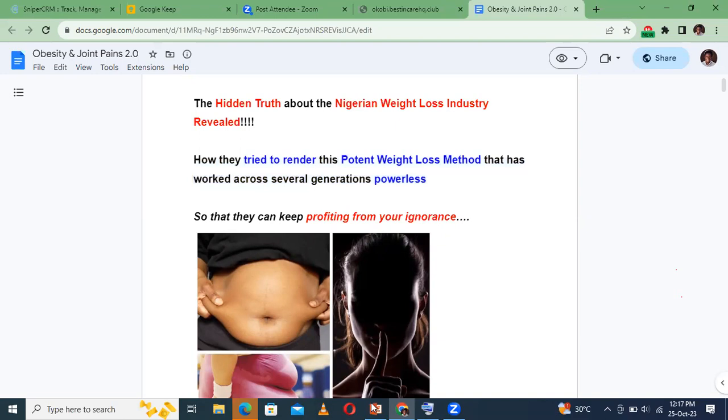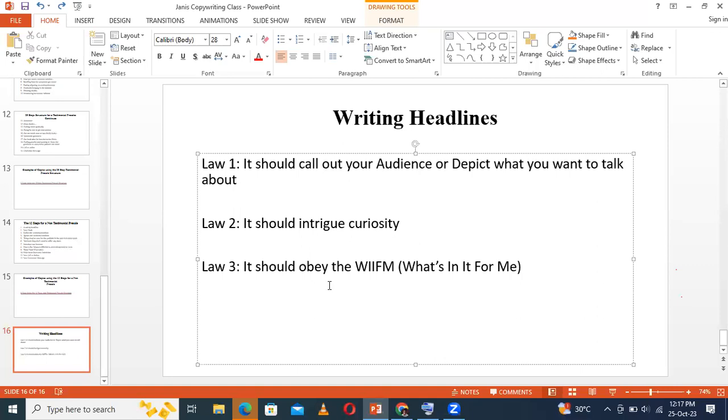So when you are writing your own copy, come up with headlines that obey these 3 laws. Even if they don't obey all 3 laws, make sure that they obey the first 2, because you have to call out your audience, and your headline has to make your audience curious. Yeah, so that's the end of our class. So any question?